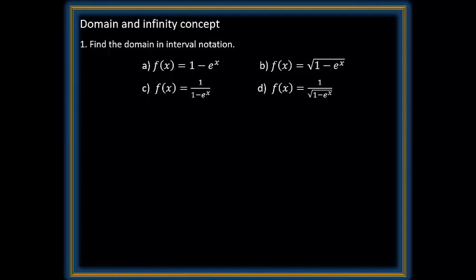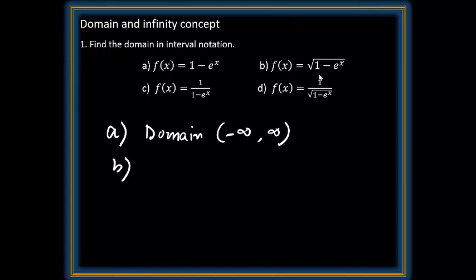In this lecture, I'll be talking about the domain of exponential functions. The first one, f of x is 1 minus e to the x. You understand that e to the x has no problem on the entire real line. So then you can say that the domain of the first one is negative infinity to positive infinity. It's straightforward.